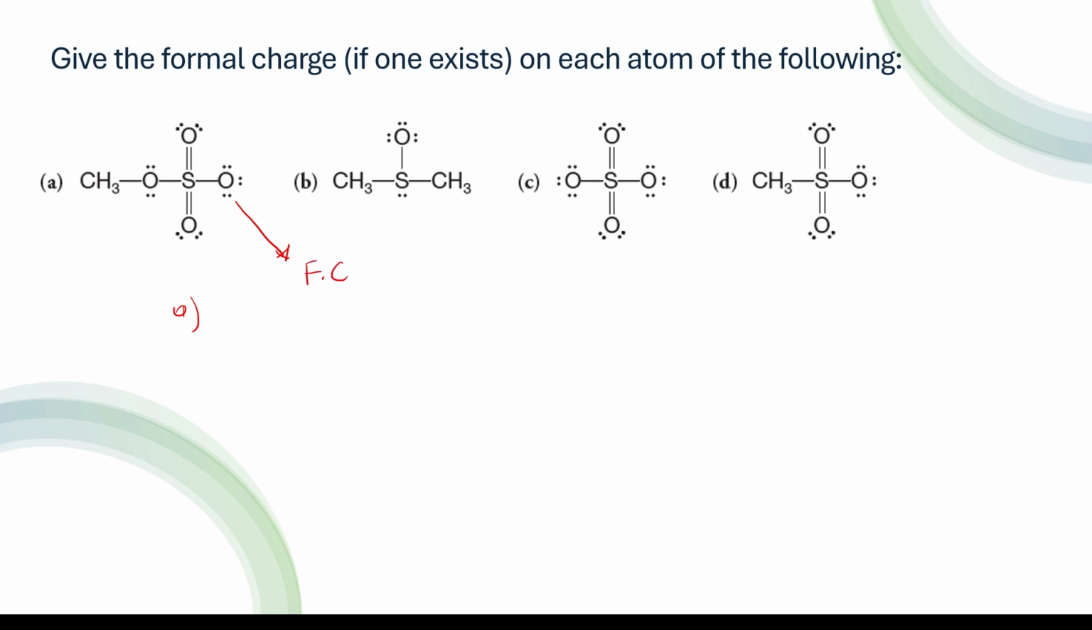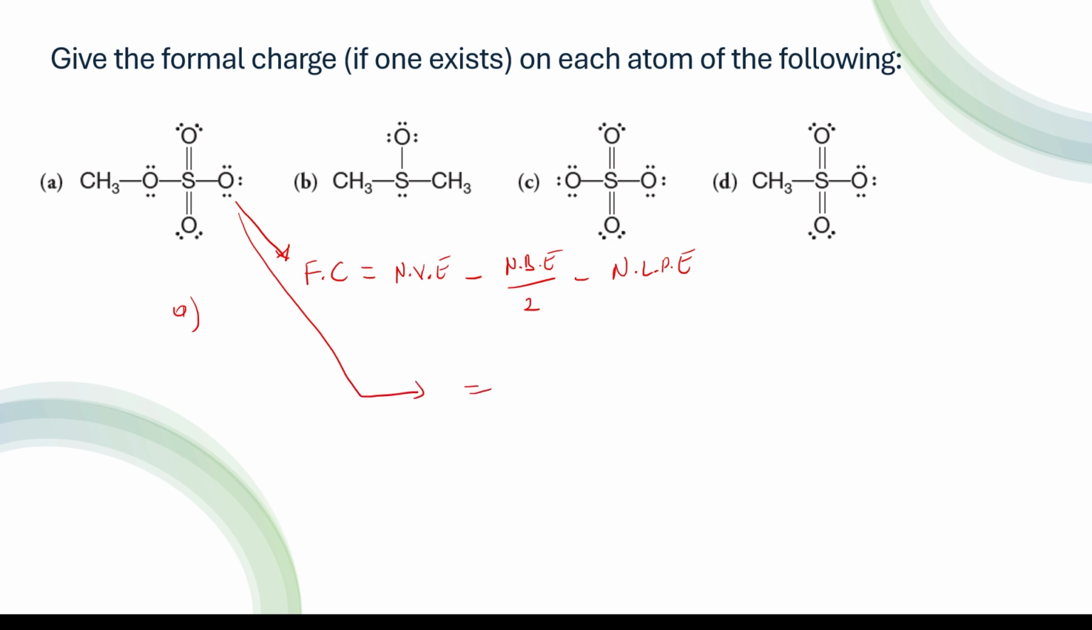Formal charge, Fc, equals the number of valence electrons for an atom in the neutral state, minus the number of bonding electrons divided by 2, minus the number of lone pair electrons. If we apply this formula for this oxygen, let's write it here.